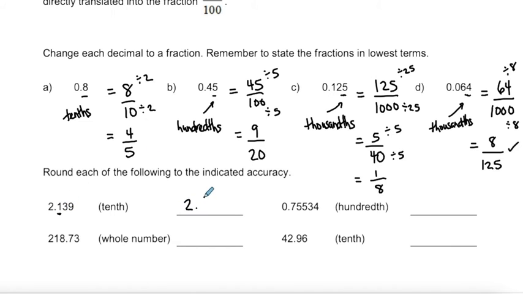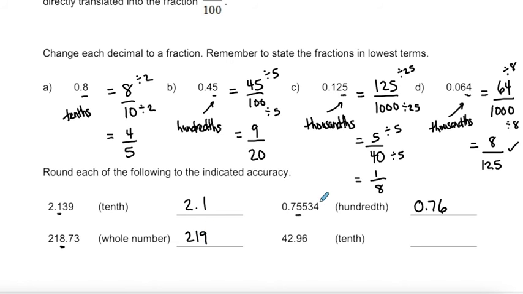So 2.1. For the next one, if I'm rounding to the nearest hundredth, I find the number that's in that hundredth position. I look to the right of that. My digit is 5, and so I have to round that 5 in my hundredths place value to 6. So it becomes 76 hundredths. To the nearest whole number is to the ones. Again, I look to the right of that. That's a 7, so I have to round this 8 up to a 9.